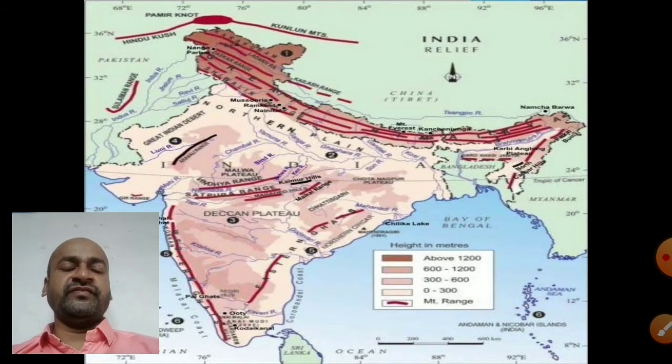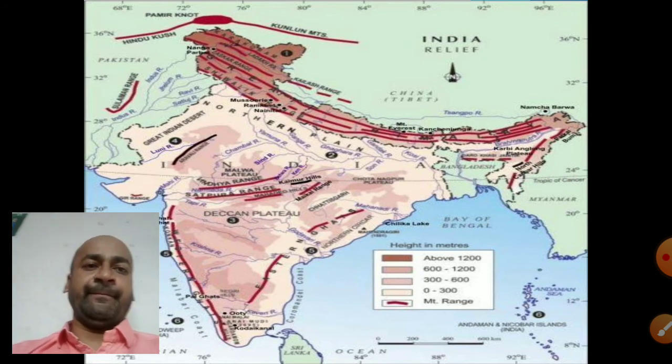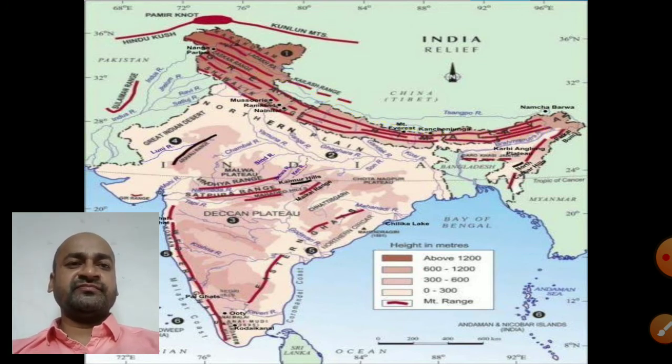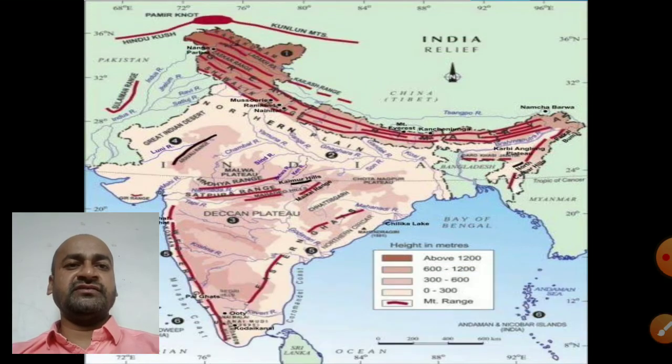This is the physical feature map of India. Students, see this, the entire northern part is covered by the Himalayas. There are three parallel mountain ranges: the Himadri, next the Lesser Himalaya, meaning Himachal Himalaya, and the Shivalik mountain range.